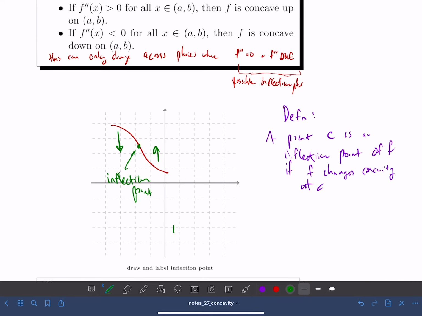In contrast, if I were to draw, nope, I wanted red. If I were to draw that, perhaps, this has concavity down the whole time. And so even though right here, that's a critical point, there's no inflection point there because it's concave down over that entire interval, right? So I think that understanding this in terms of drawing the arrows up or down, to me, is the most powerful way to deal with this.